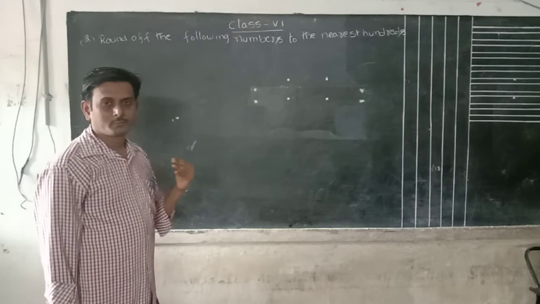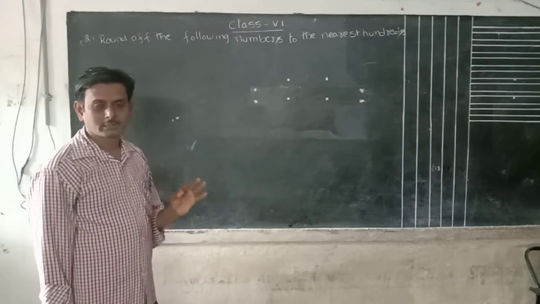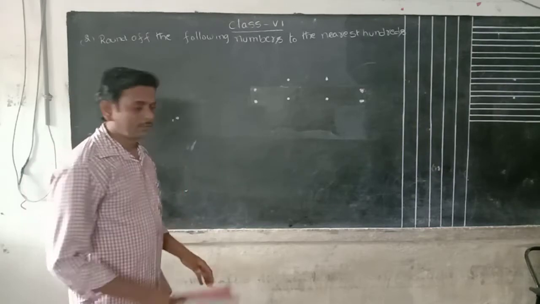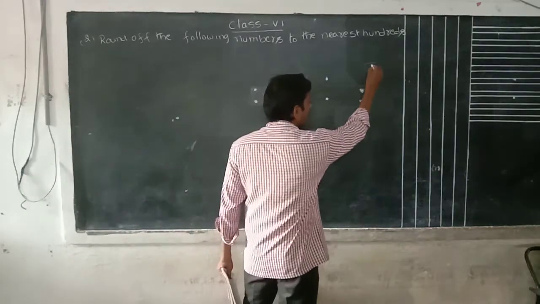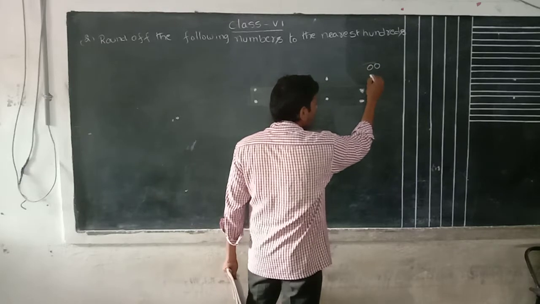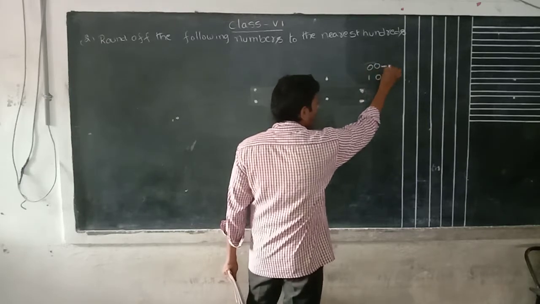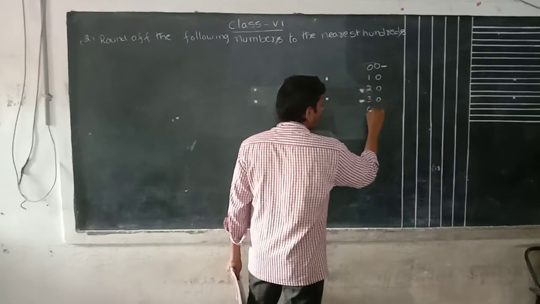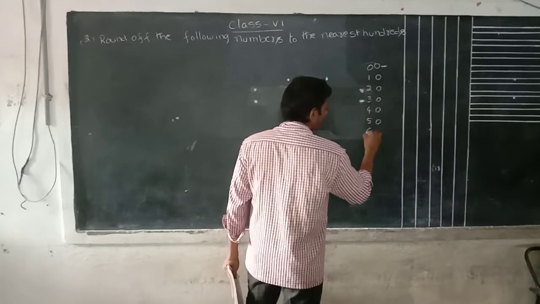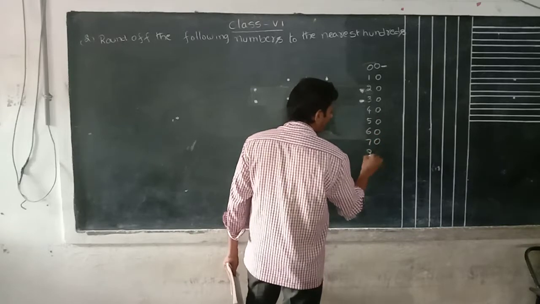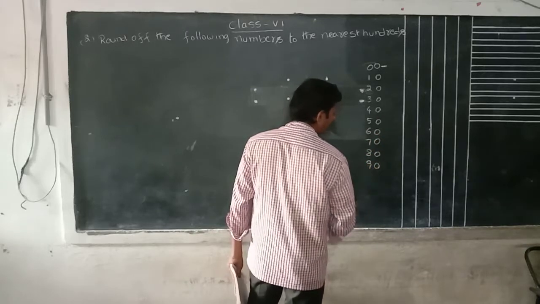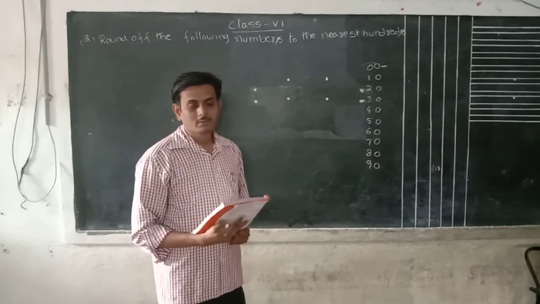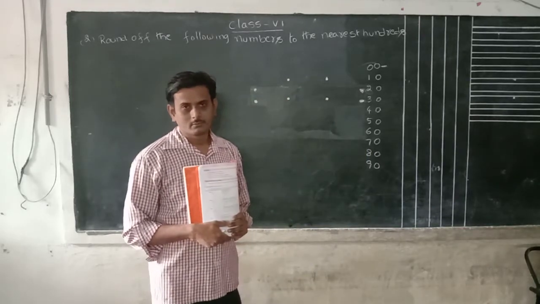Whenever you want to find the nearest hundreds, nearest tens or nearest thousands, we should remember the two-digit numbers. What are they? 0, 10, 20, 30, 40, 50, 60, 70, 80, 90. Up to these numbers you have to remember. That means we have to take a two-digit number.